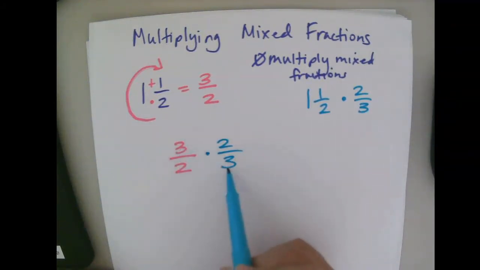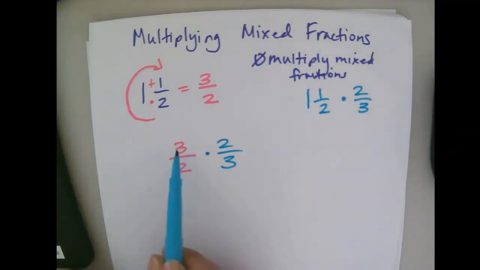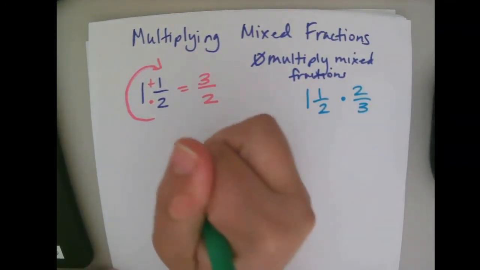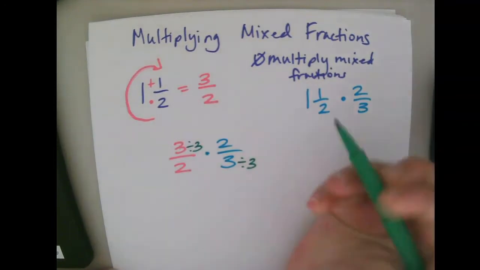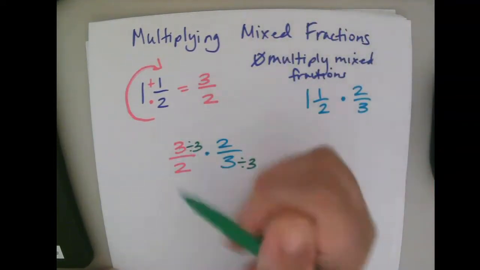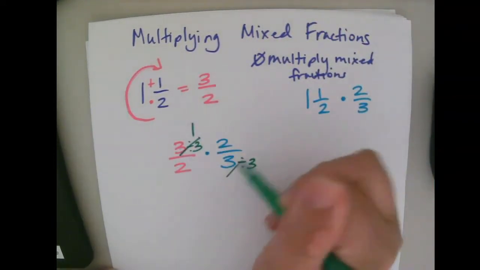So we can look at the numbers diagonal to each other. We can look at 3 and 3, and we can look at 2 and 2. Is there a number that can divide evenly into 3 and 3? Yeah, we can divide 3 into 3. So 3 divided by 3 becomes 1, and 3 divided by 3 becomes 1.